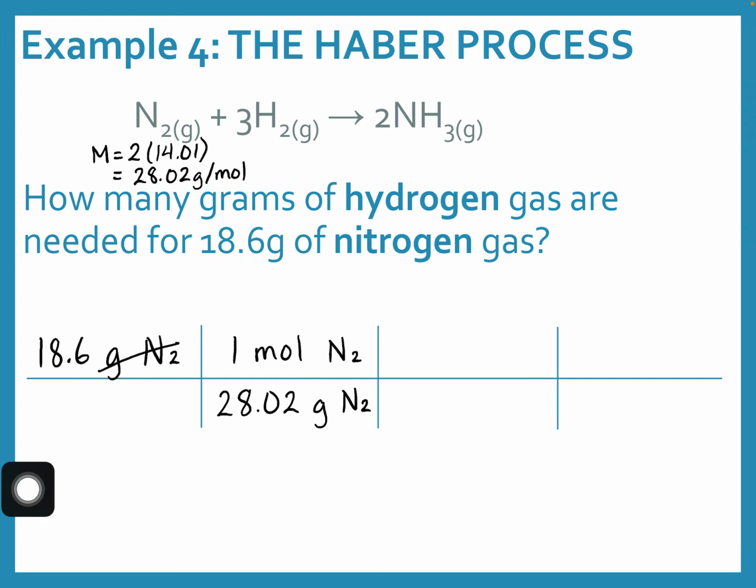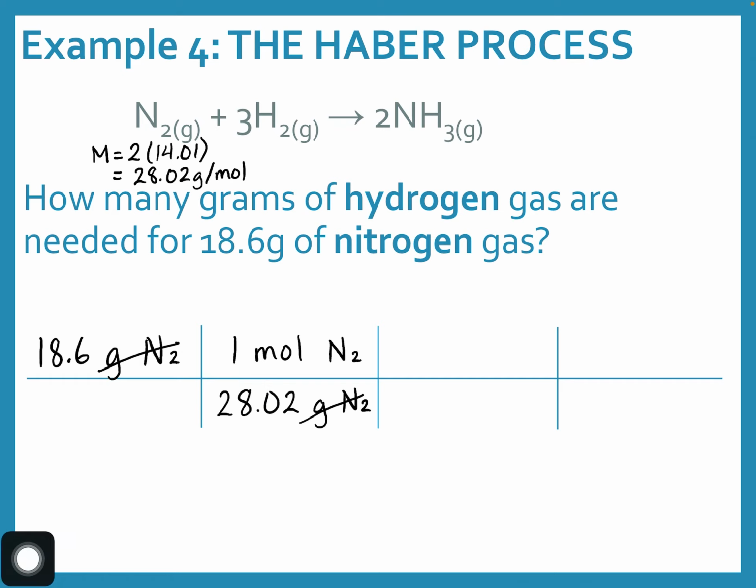So my grams of nitrogen will cancel this way. That would convert to how many moles of nitrogen I have. So this is per 1 mole always, because my units for molar mass are how many grams per 1 mole. So I don't write the 1 here, but as I put this over here, my molar mass relationship is always going to be a per 1 mole.